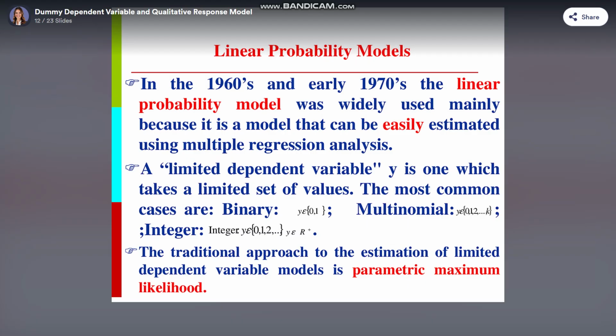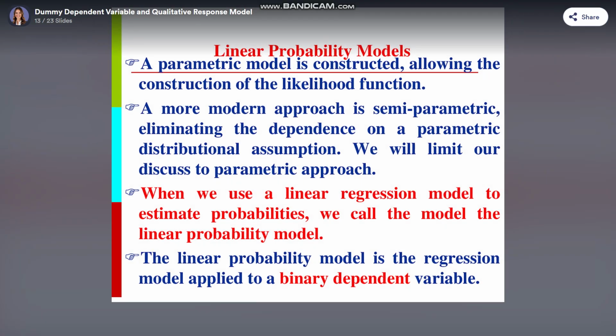It deals with limited dependent variables that take on a limited set of values, such as binary, multinomial, or integer values. Traditionally, parametric maximum likelihood methods estimate these models. Parametric models allow us to construct likelihood functions based on assumed distributions. More modern approaches use semi-parametric methods to avoid strict distributional assumptions, but here we'll focus on the parametric approach. The linear probability model applies linear regression to a binary dependent variable.